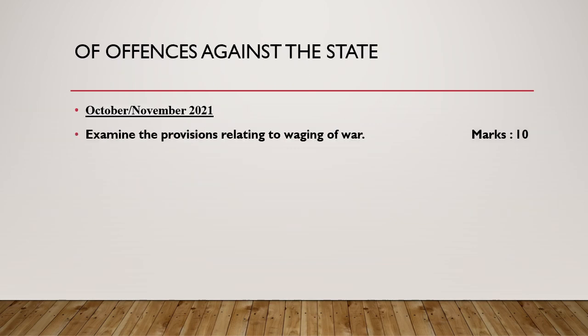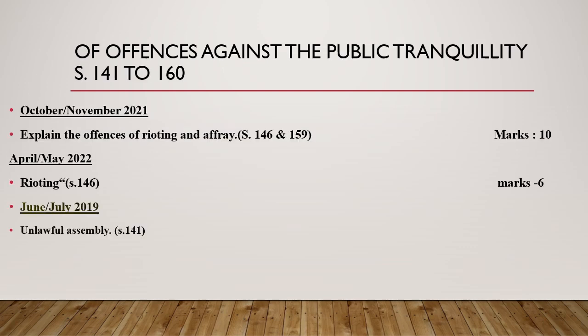Of offences against the state, the question asked in LLB: examine the provisions relating to waging of war. This question was asked only once, in the year 2021. Of offences against public tranquility, section 141 to 160. In that, the question asked: explain the offences of rioting and affray, rioting and unlawful assembly.